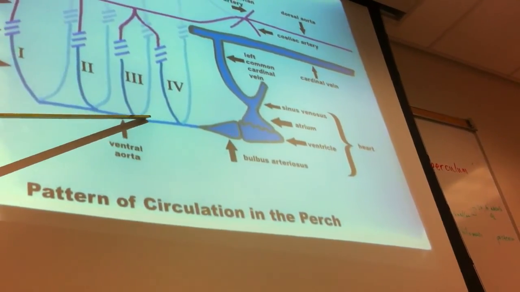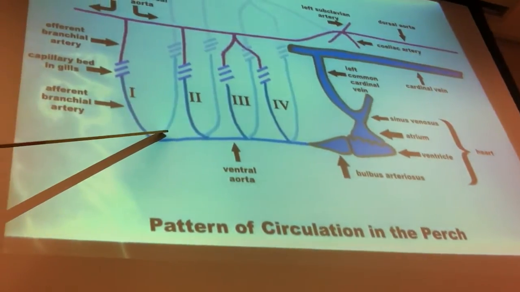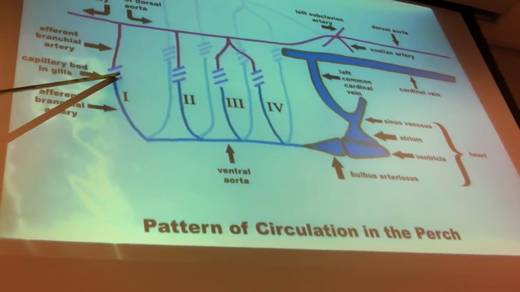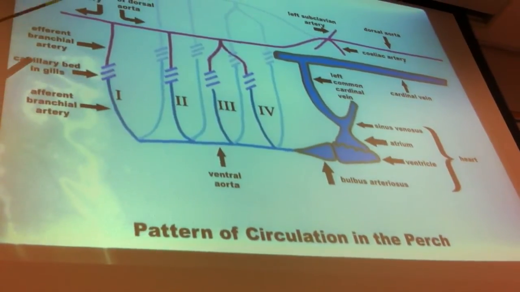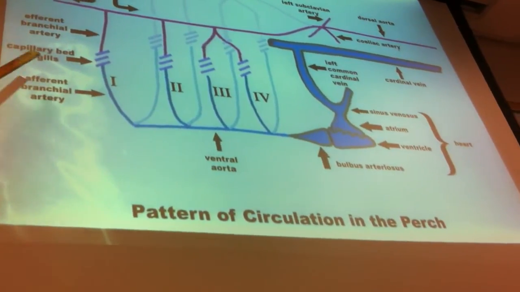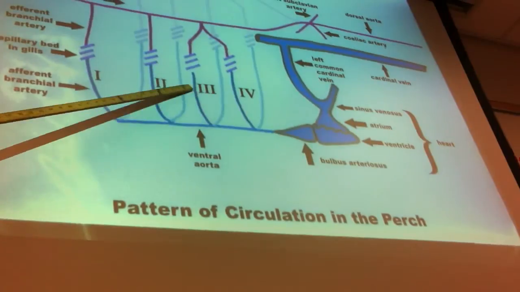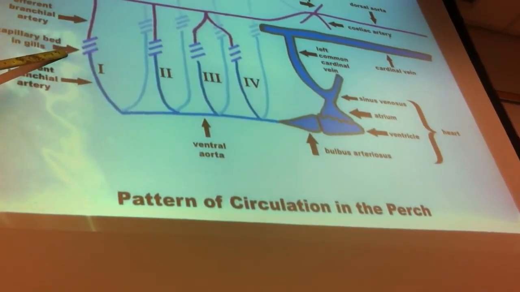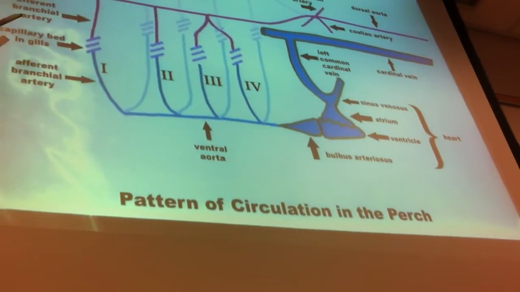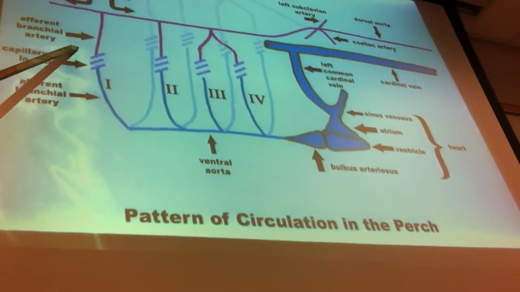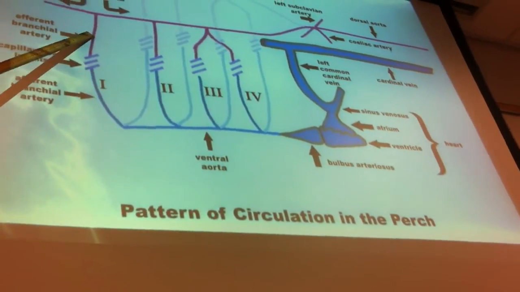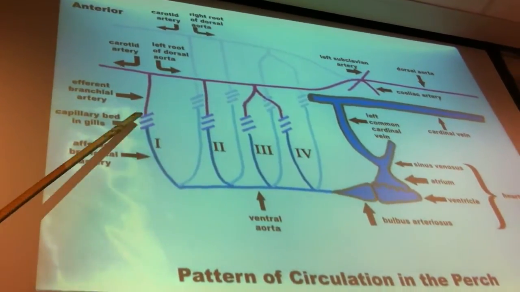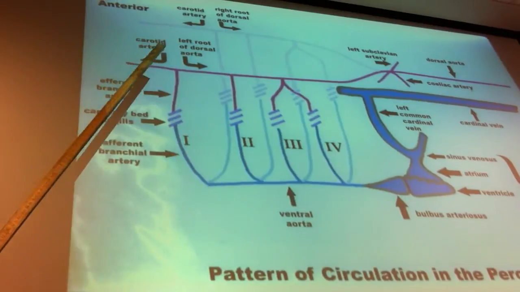Blood goes to the ventral aorta, and then into one of these afferent brachial arteries, and then back to the gills. Okay. So I could ask you something like, what happens to blood after it hits the afferent brachial arteries? It goes to the capillary beds in the gills. Or I could ask you, after the gills, where does blood go? Efferent brachial arteries.